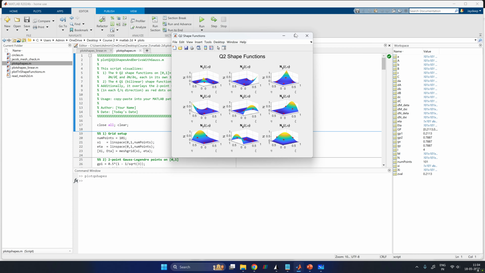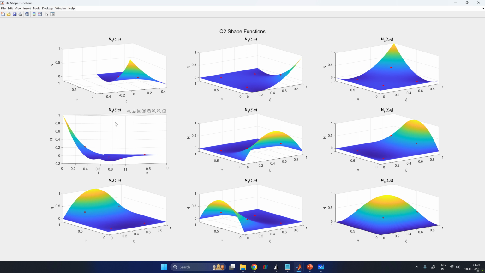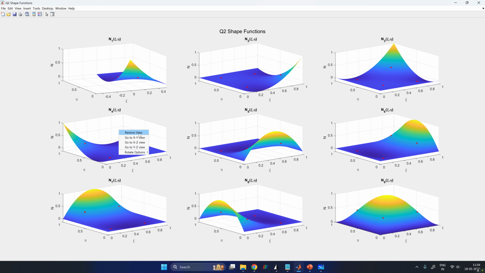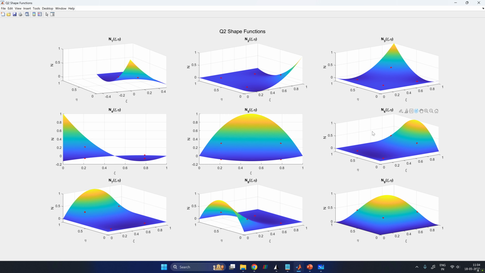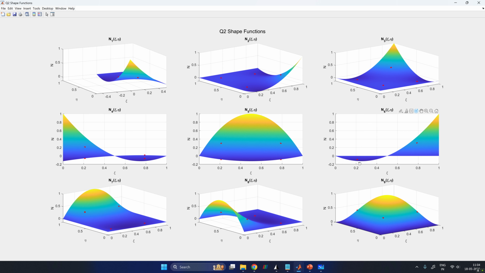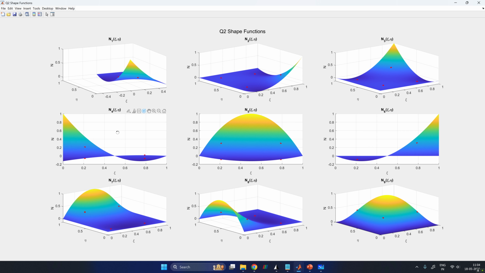So these are our Q2 shapes, and you can see that they are more curved. And if you look at the edge, then you can clearly see that at the edge they are just inscribing the quadratic shape. Okay, so this quadratic shape is basically at the edge. You can see it's exactly the quadratic 1D Lagrange polynomial which is being inscribed on the edge.